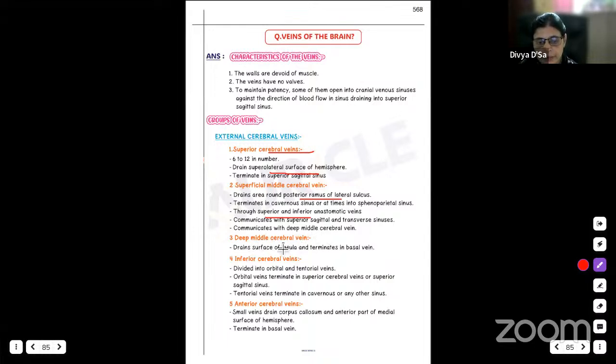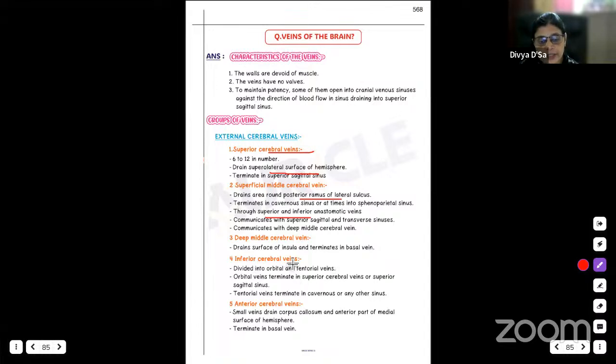The deep middle cerebral vein drains the surface of the insula and terminates in the basal vein. Now, what is the insula? If you recollect, the insula is the hidden lobe. We call it the fifth lobe of the brain.